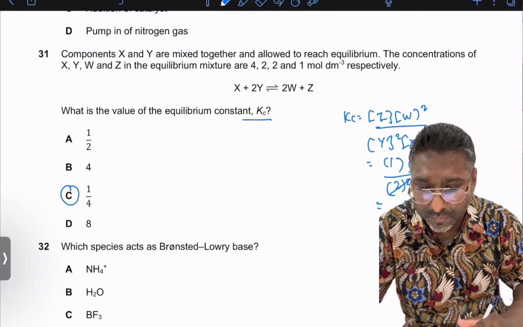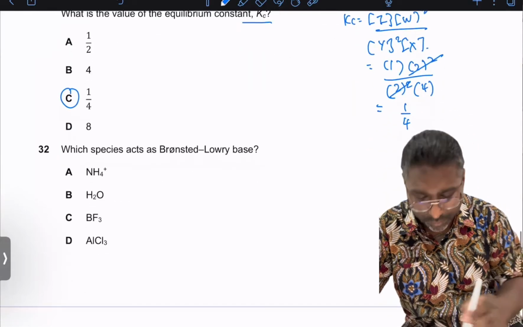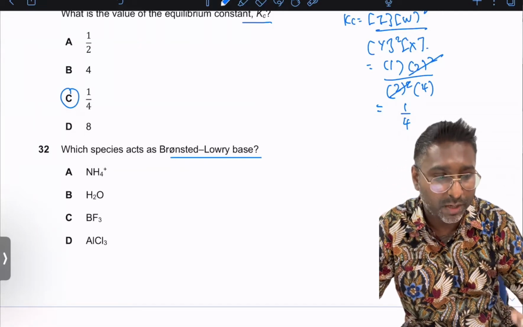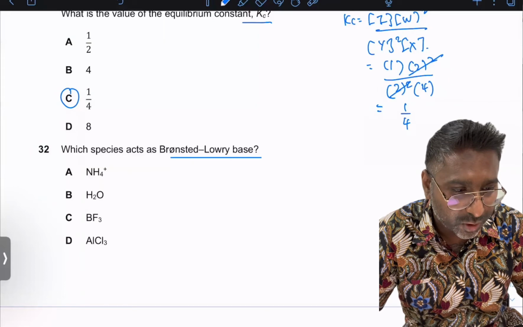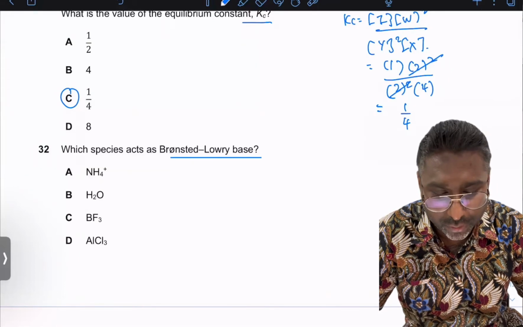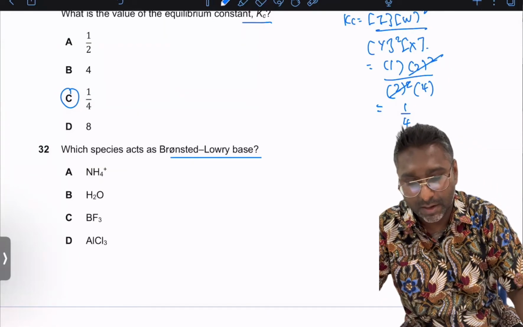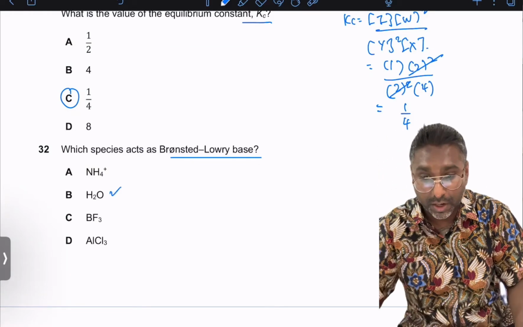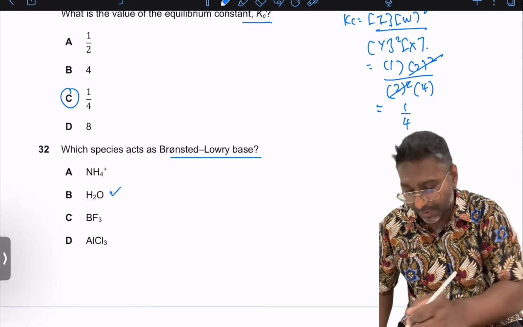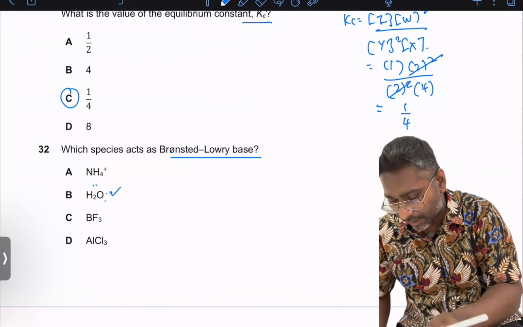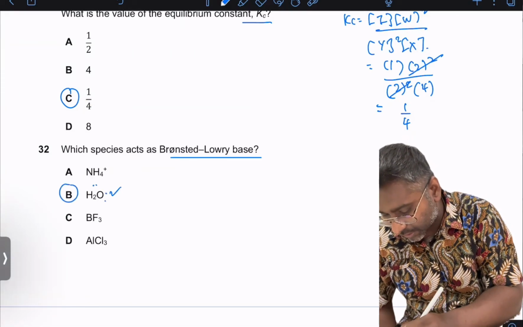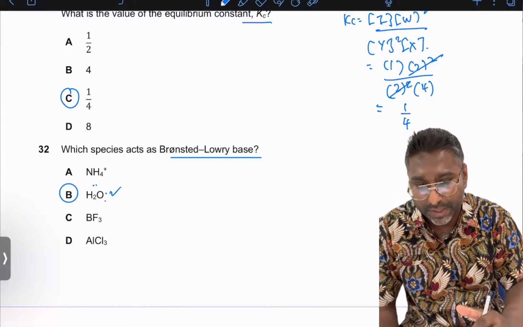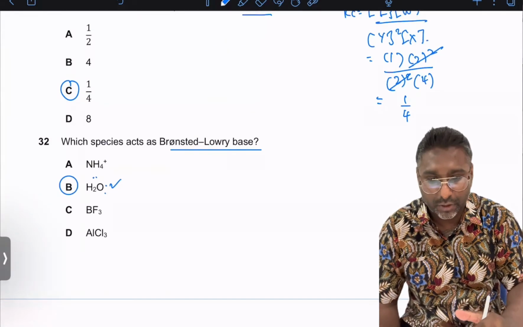Now 32, which species acts as a Bronsted-Lowry base? A Bronsted-Lowry base is going to be a proton acceptor. Proton acceptor means they are going to have a lone pair to donate, and this is the only molecule that can actually donate a lone pair, because it has 2 lone pairs surrounding the oxygen. So that's going to be the answer, B. The rest of them don't have any lone pair to donate, so they cannot become the Bronsted-Lowry base.